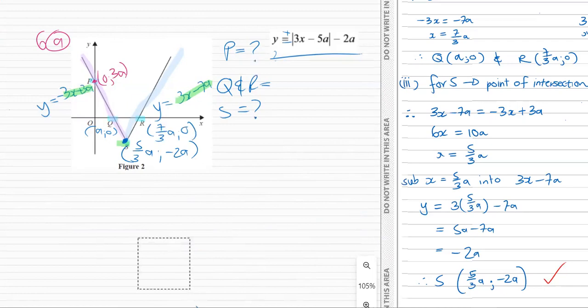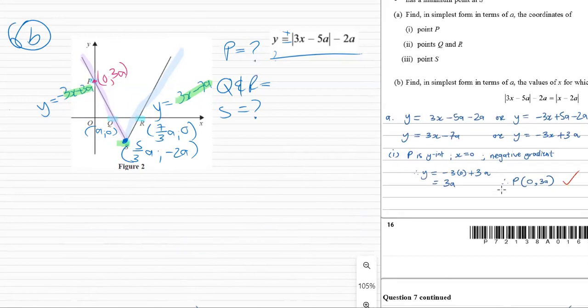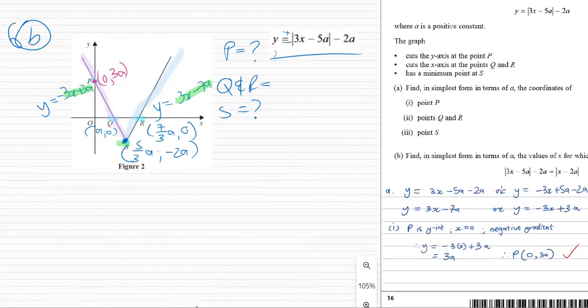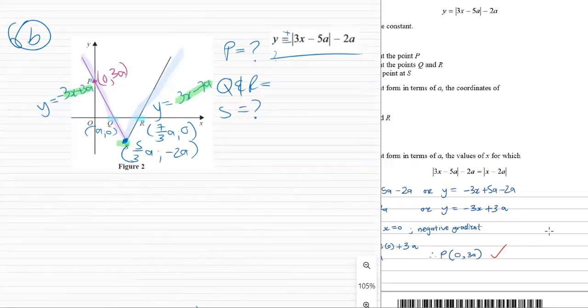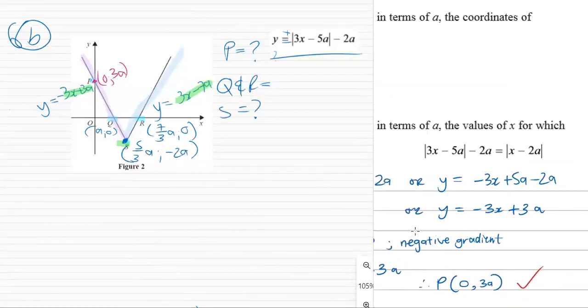Okay. Next we have 6b. So just get the question up for you. 6b just says find in simplest form in terms of a. And now they've added something to the equation. So they've added this part. If we look closely at this, the side on the left is just our graph that we were working with. That's our modulus graph. And now they want to know what x's we will get when it's equal to another modulus graph on the other side.